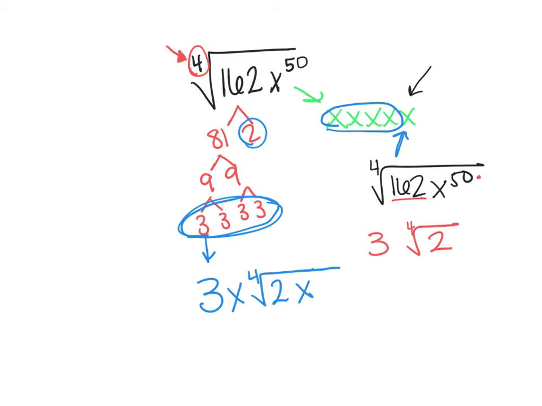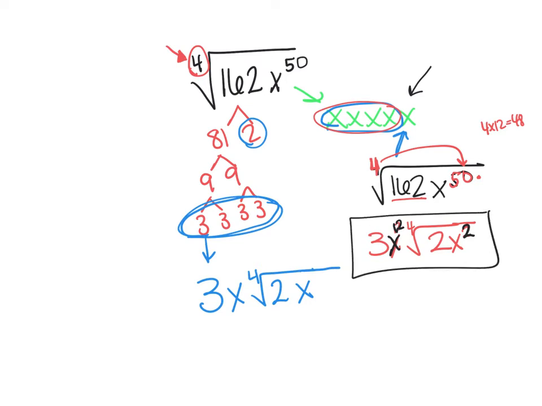So really what's happening is we're looking for groups of 4. You're asking yourself, how many times does 4 go into 50? And 4 goes into 50 12 times. Think about it. 4 times 12 is 48. So 4 goes into 50 12 times with 2 left over. Notice the 12 is the exponent on the x that I brought outside the radical. The remainder 2 is the exponent on the x that's underneath.